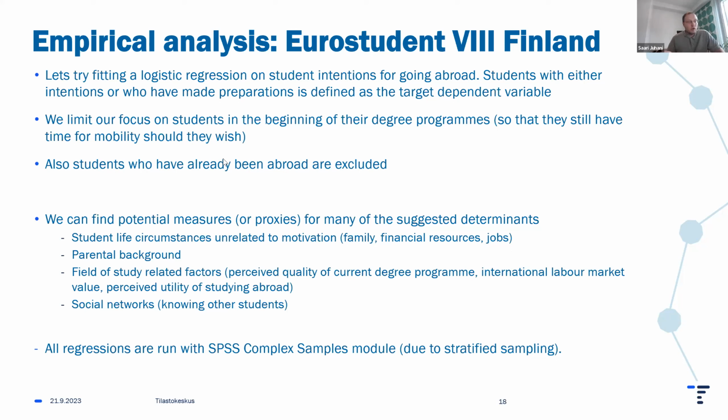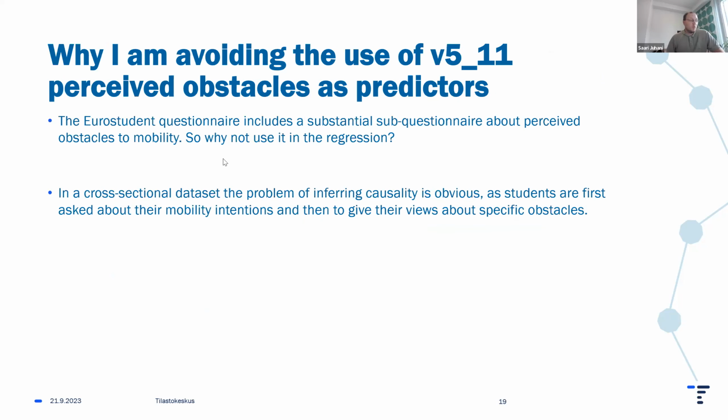This means the stratification and the oversampling of students within certain fields of study. And one of the questions that might arise at this point, I mean, this is a complicated topic, but there's a reason why I'm not just simply running a regression using the aforementioned perceived obstacles to mobility as predictors. The EUROSTUDENT questionnaire is, first of all, a cross-sectional survey, and we're asking about the students' intentions for studying abroad, after which we ask them about the perceived obstacles to higher education.